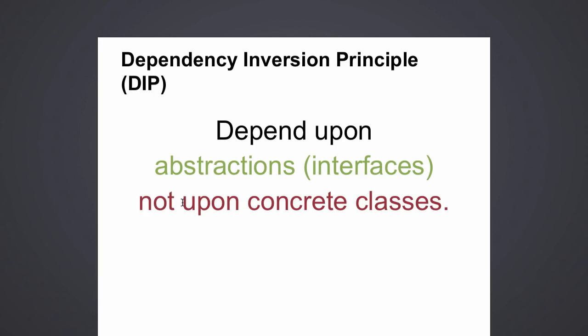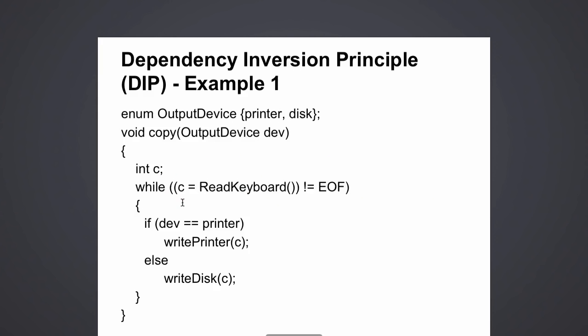The last one is the dependency inversion principle, that basically says depend upon abstractions. That basically means use interfaces as much as possible rather than using concrete classes. So for example, this one implementation of the copy method where we are actually trying to read something from one device and put it to the other device. So basically we want to check whether the device is printer or the disk. So based on whatever it is, whatever is entered on the keyboard should either go to the printer or the disk. This is one implementation.